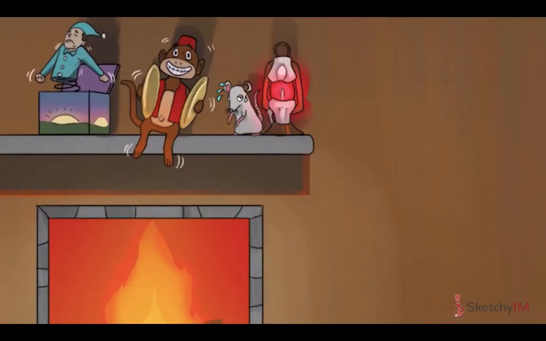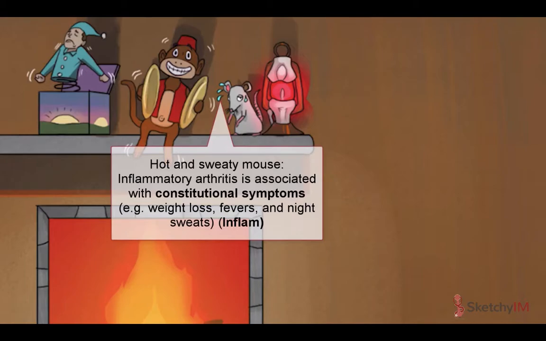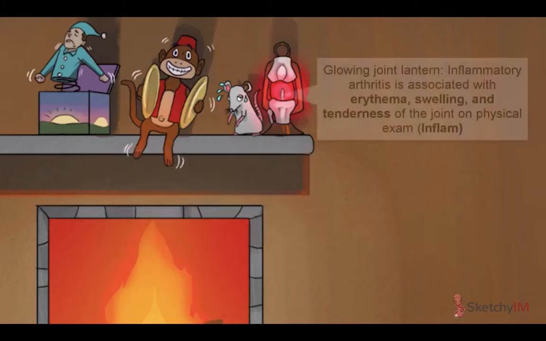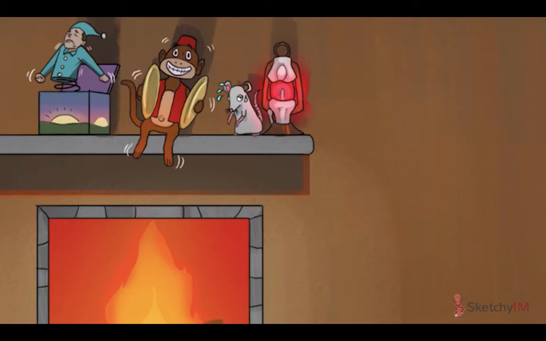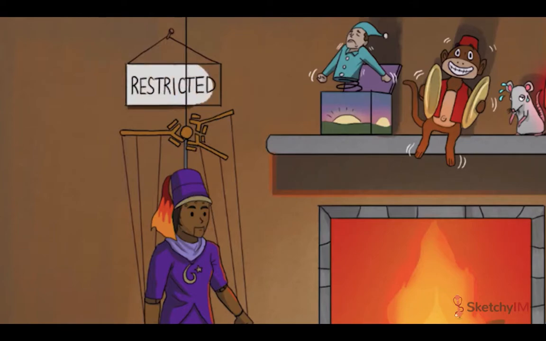Constitutional symptoms such as fever, night sweats, and weight loss point to a systemic infectious or rheumatic process. Physical exam findings such as warmth, erythema, swelling, and tenderness indicate inflammation within the affected joints. During the joint exam, assess range of motion. Active inflammatory arthritis is associated with reduced active and passive range of motion.